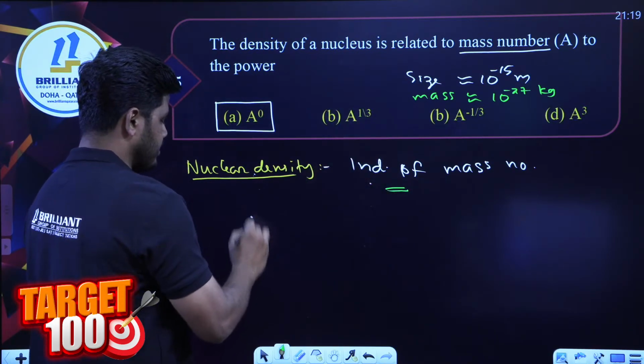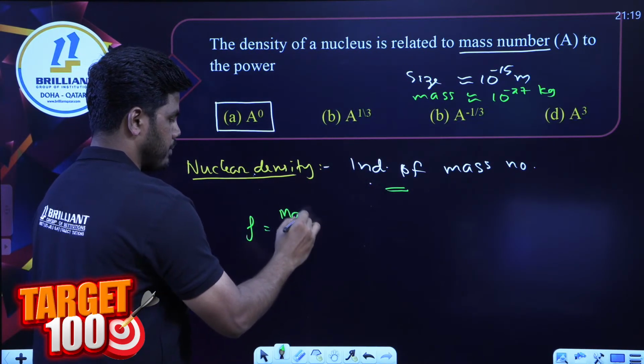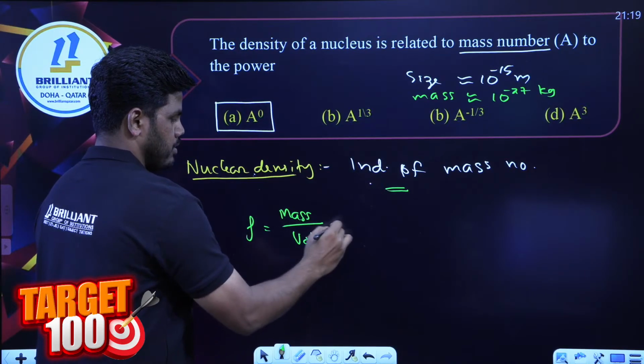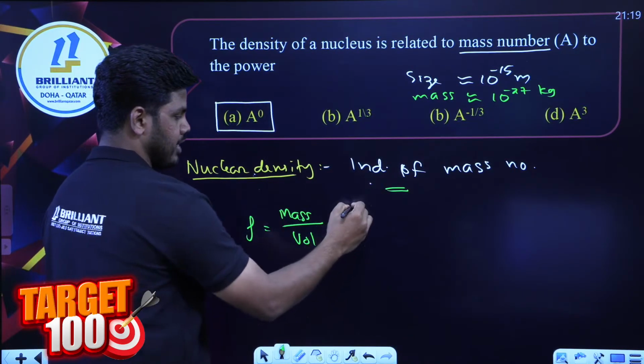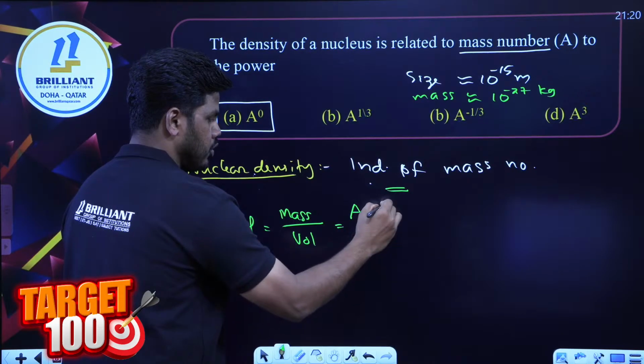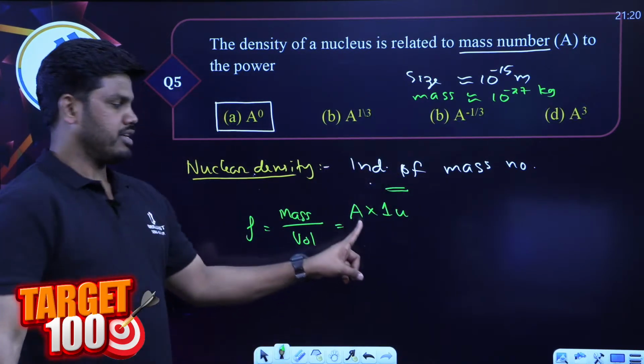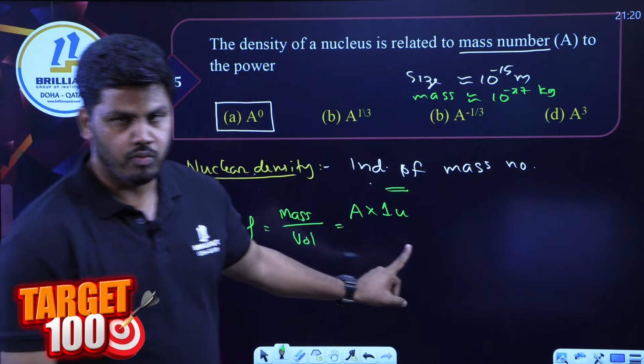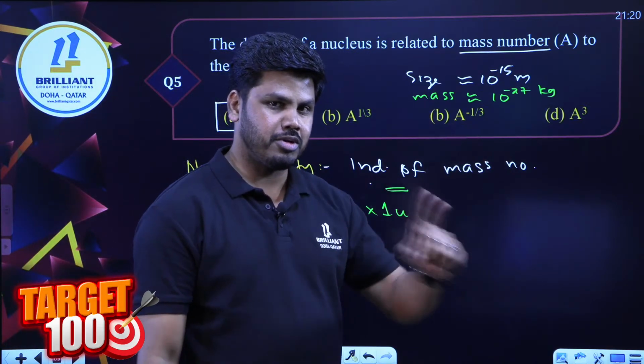So we found out the density of the nucleus as mass by volume, right? Mass of one nucleus is equal to mass number into one atomic mass unit. Mass number is the total number of nucleons. One atomic mass unit is the average mass of one nucleon.